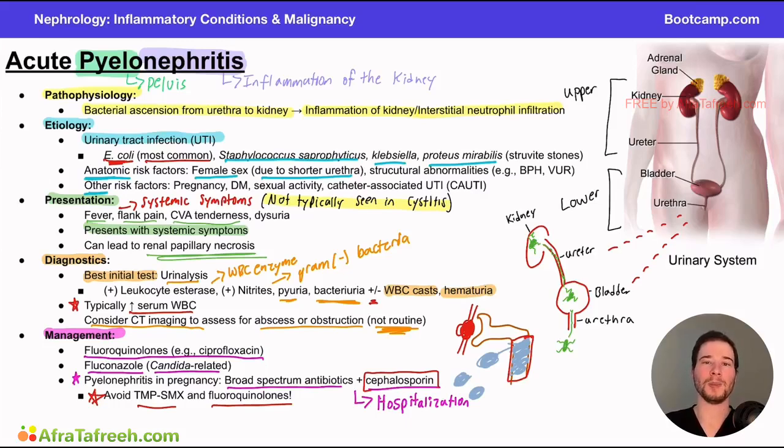The management here is going to be antibiotics as well, but a different group of antibiotics. Now we're going to be dealing with fluoroquinolones, most likely ciprofloxacin, for the treatment of this, as well as the use of an antifungal if we're given information that we're dealing with a Candida-related UTI.